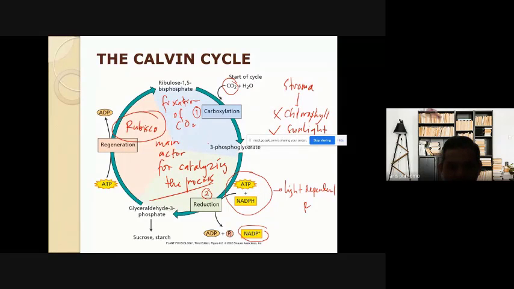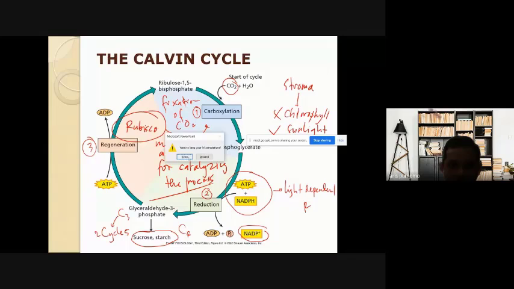And the 3-phosphoglycerate will become glyceraldehyde 3-phosphate to become sucrose here. You can see here that sucrose has 6 carbon atoms, while the glyceraldehyde 3-phosphate has only 3 carbon atoms. So it requires 2 cycles to make sucrose and starch. This is the Calvin cycle that functions to produce sucrose, starch, or carbohydrate.